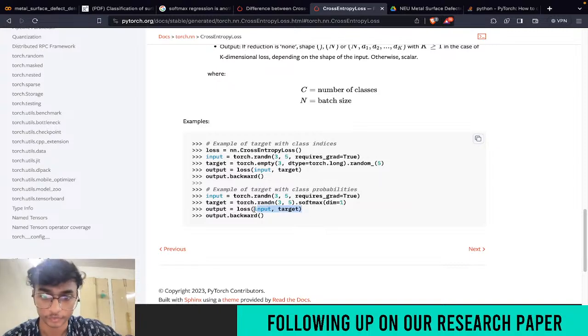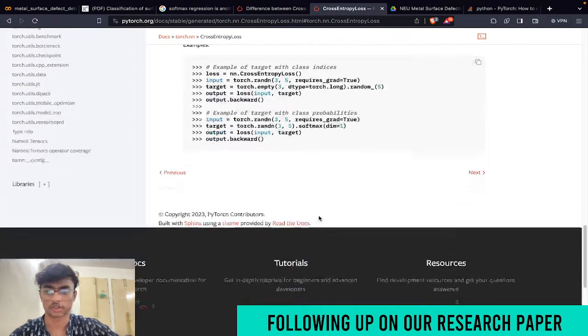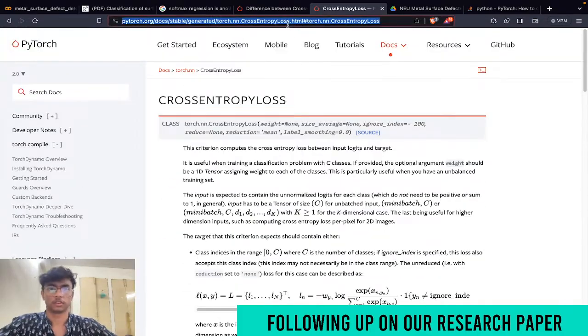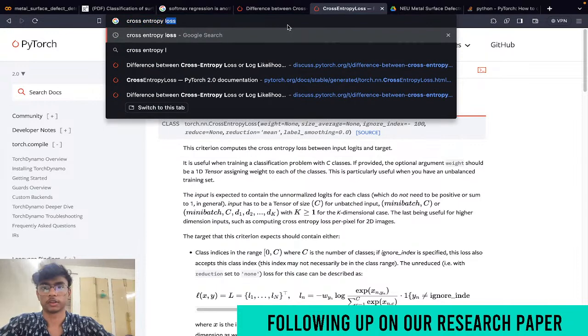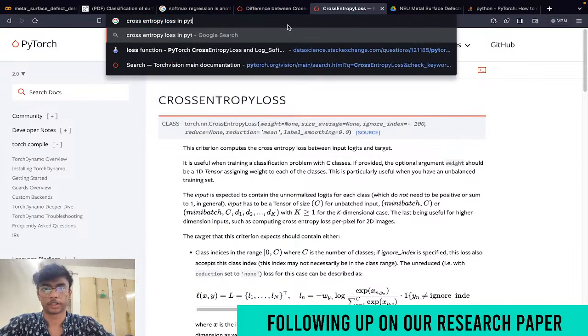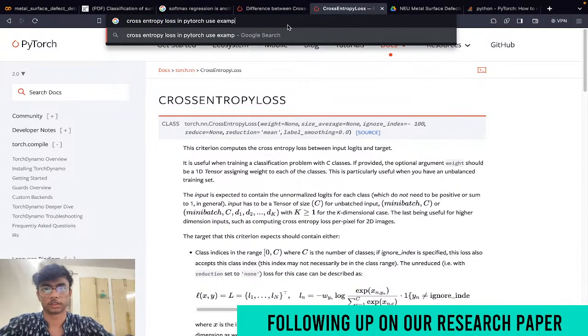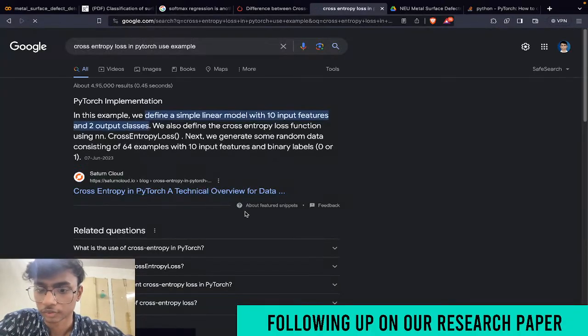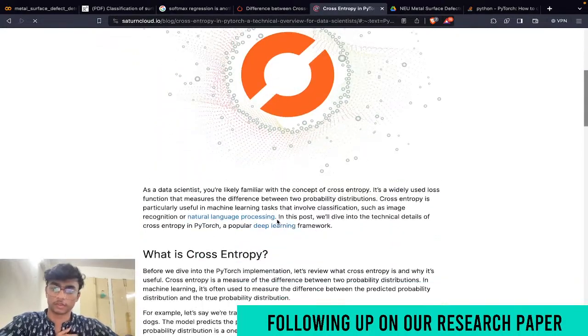Okay. Why have they used softmax? We don't use softmax with cross entropy loss. Yeah, right. Cross entropy loss by torch. Let's see.